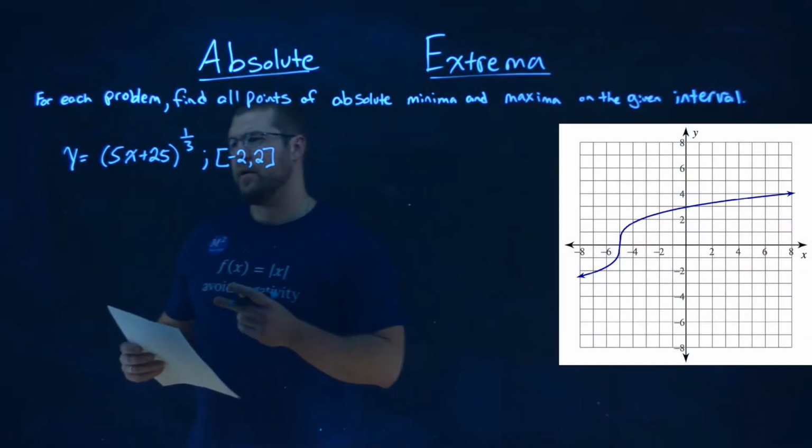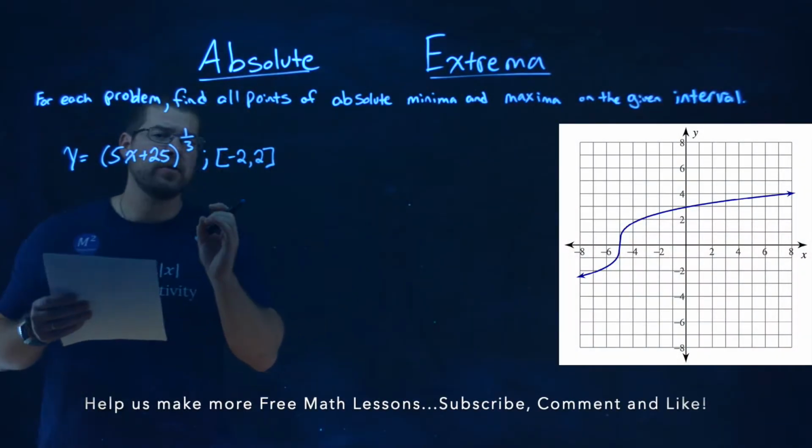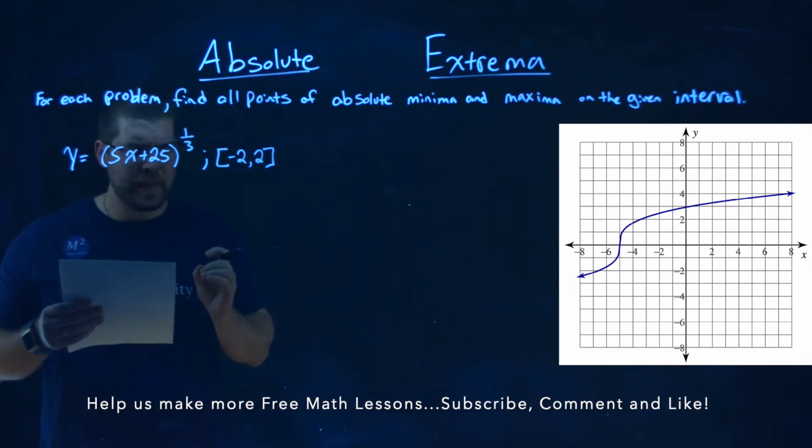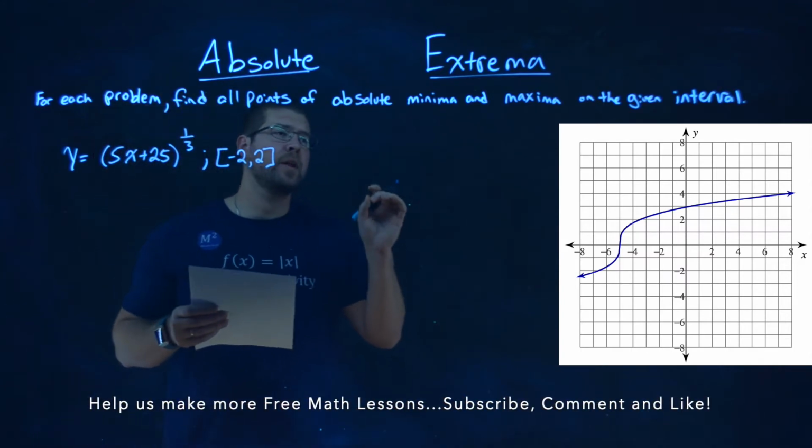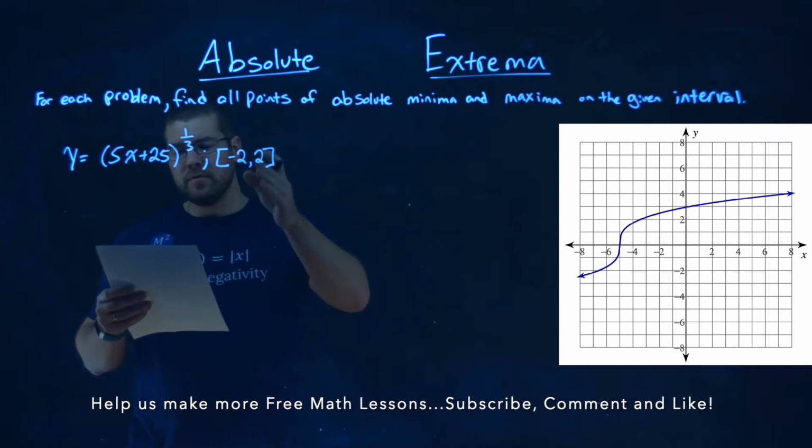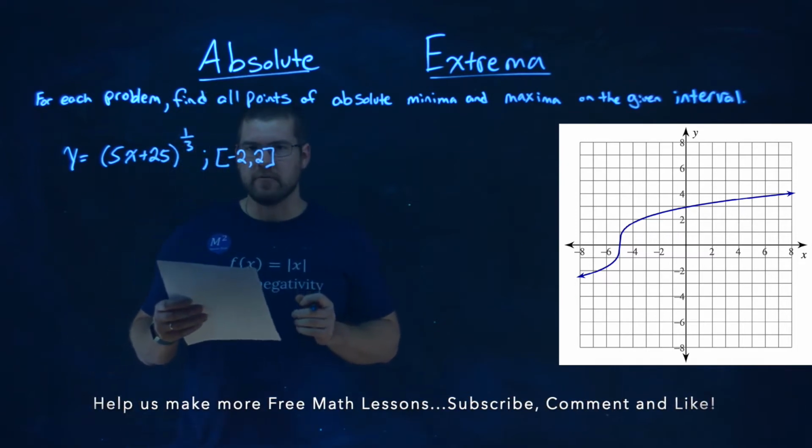We're given this problem right here, y equals (5x plus 25) to the 1/3 power, and we want to find the points of absolute minima and maxima on our interval from -2 to 2, and it's a closed interval.